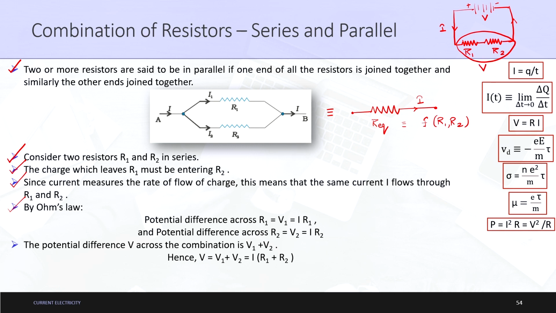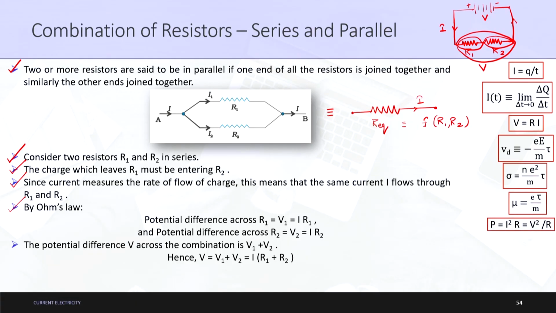Therefore to find the potential difference of these two, it will be simple addition, because some voltage difference will be obtained across the resistance R1 and some potential difference across resistance R2, but the sum of both will be equal to the EMF which is supplied, capital V. Therefore the potential difference capital V across the combination is V1 plus V2. And from these equations we can obtain V1 is I into R1 and V2 is I into R2. So capital V is I into R1 plus R2.